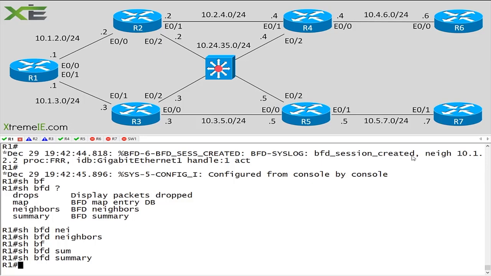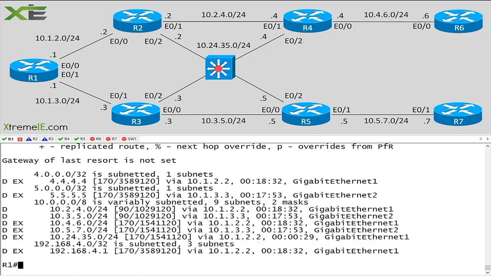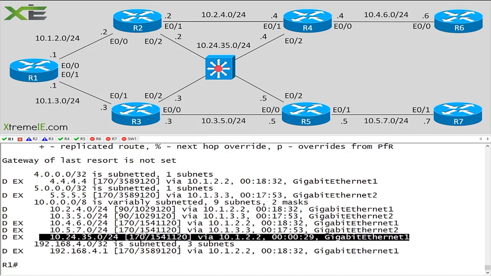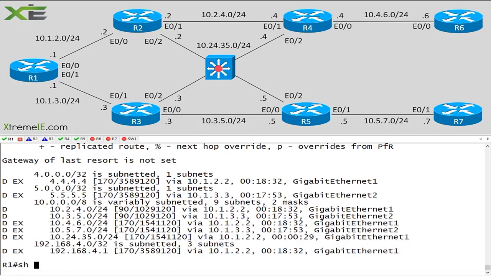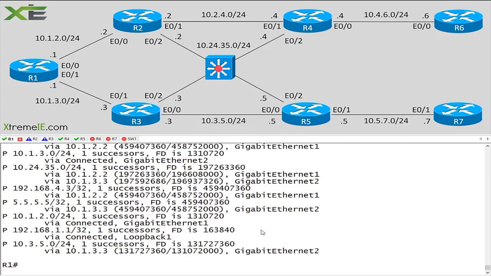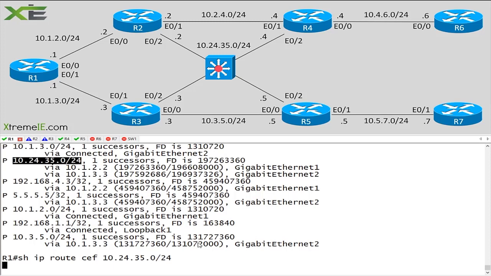But now what I want to do is say show IP route EIGRP. Let's take a look at this. Do we still have a single route in our routing table? Yes, we do. It points to router 2. Let's say show IP EIGRP topology. Do we still have a feasible successor? Yes, we do. Let's say show IP CEF and actually look at this prefix and see what changes we've made to our CEF table.